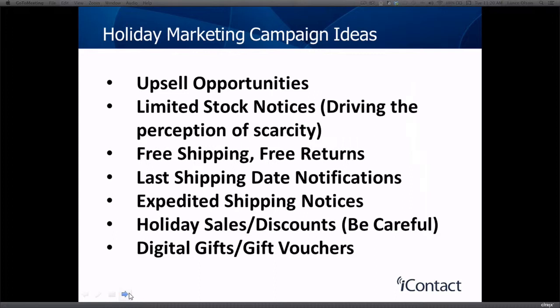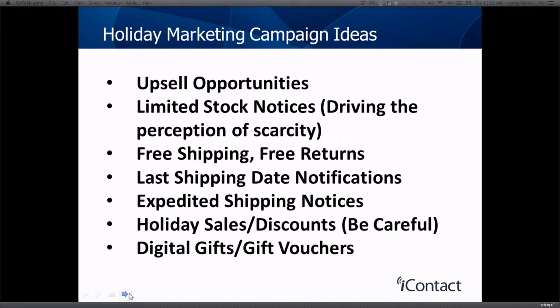Next, limited stock notices. This drives the perception of scarcity. If you tell people you've only got 10 or 50 or 100 items left, that will speed them up. They will no longer think about buying that product or service and will make that purchase there and then because they will be scared to miss out. Obviously, during the holiday season, free shipping and free returns are very important and can mean the difference between making a sale or not.